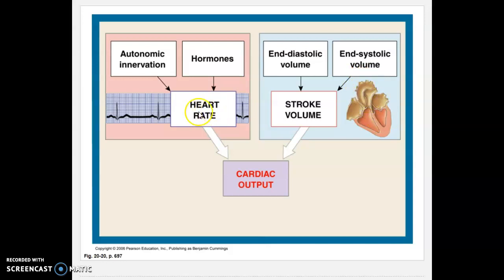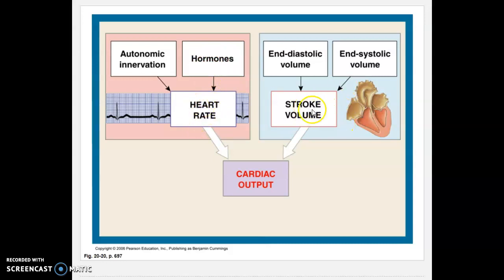Okay, now heart rate can be affected by our autonomic nervous system. In other words, our fight or flight or rest and digest. Fight or flight is going to cause our heart rate to go up. And of course that's our sympathetic nervous system. And then our parasympathetic nervous system, the vagus nerve, is going to kind of keep a brake on the heart, so it's going to slow the heart rate down. And then of course hormones can also affect heart rate. We know that epinephrine would speed the heart up, acetylcholine would slow the heart down. So those hormones can definitely have an effect on the heart rate.